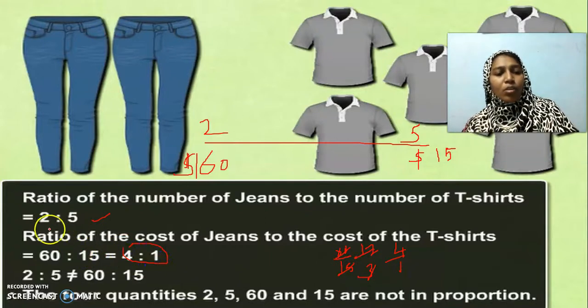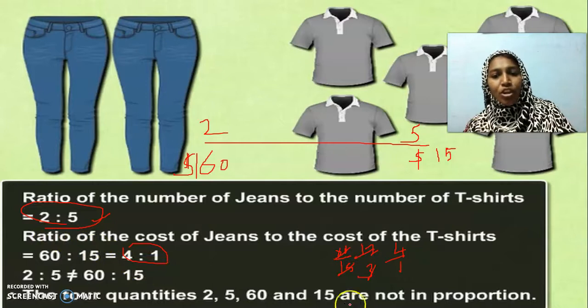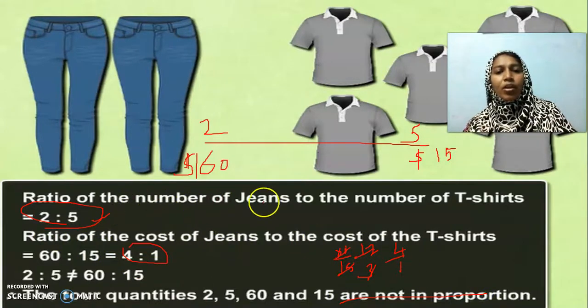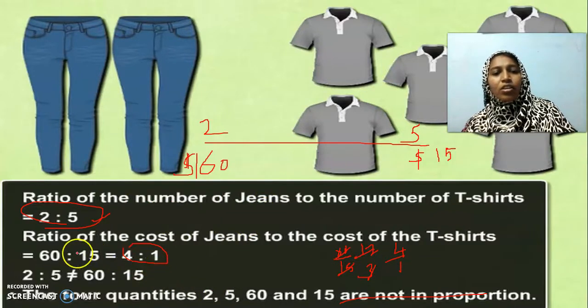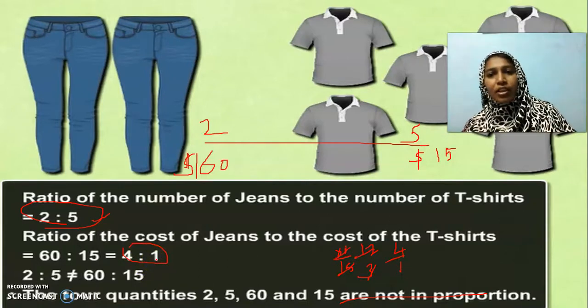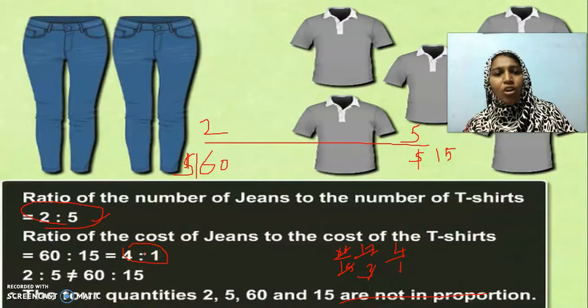Now are both the ratios equal? 2 is to 5 and 4 is to 1? No, they are not equivalent ratios. So they are not in proportion. So you may get a question: check whether the given ratios are proportional or not. You have to simplify those two ratios and check whether they are equal or not. I will tell you about another method in tomorrow's class, how to check whether they are proportional or not.